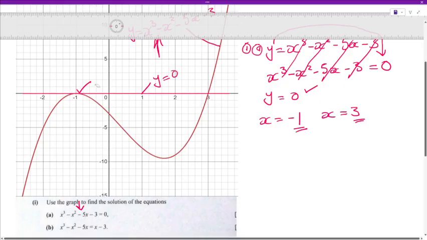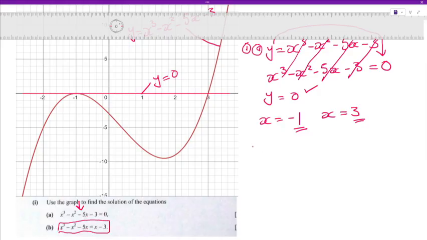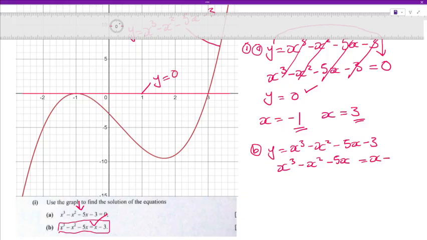Okay, we proceed to the next one. So the next one says this is the equation, right? Again, first things first, you write the original equation for the graph, which is y is equal to x cubed minus x squared minus 5x minus 3. And then you write this equation you are trying to solve, which is x cubed minus x squared minus 5x is equal to x minus 3.